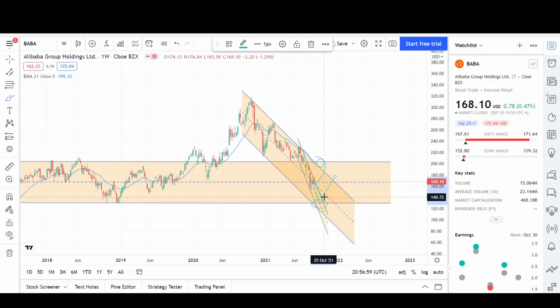Still looks like we will continue lower, and on the daily chart it looks like a long trap. So if you break below that 165 level I said, then we're most likely going to continue lower and break that 150 level and possibly even reach that 130 level in the coming weeks.